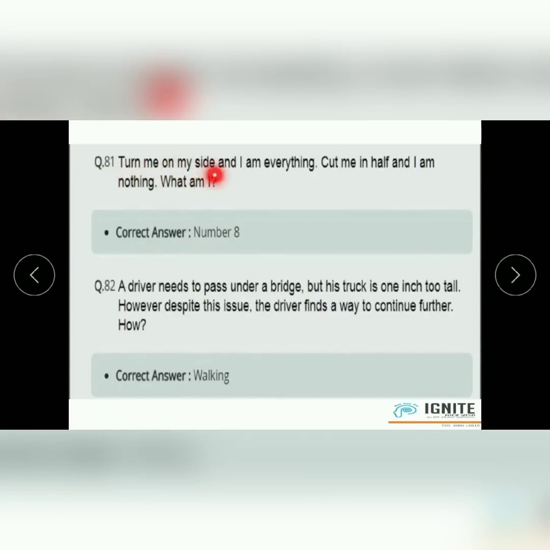Next question, question number 81. Turn me on my side and I am everything. Cut me in half and I am nothing. What am I? Answer is number 8, because turn me on my side, the number 8 will become infinity, and cut into half, the number becomes 0. Therefore answer is number 8.